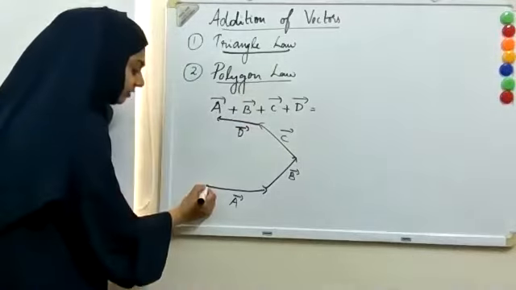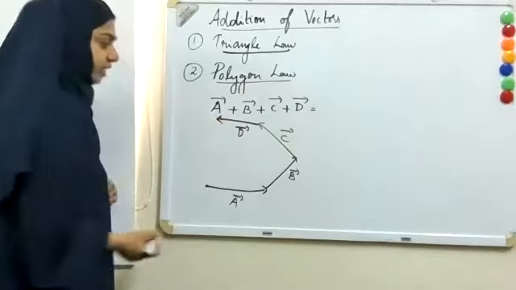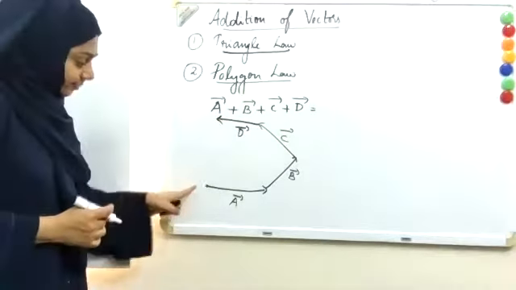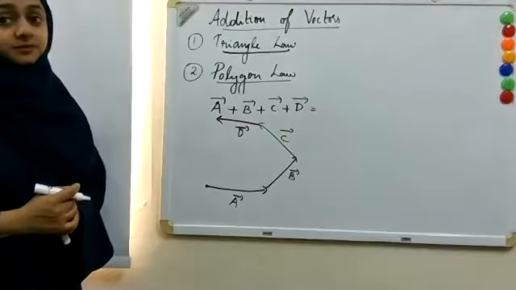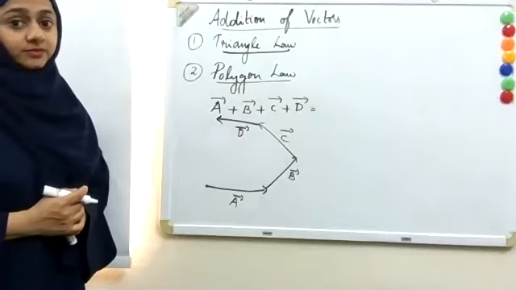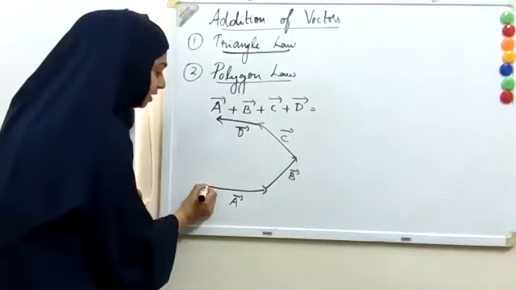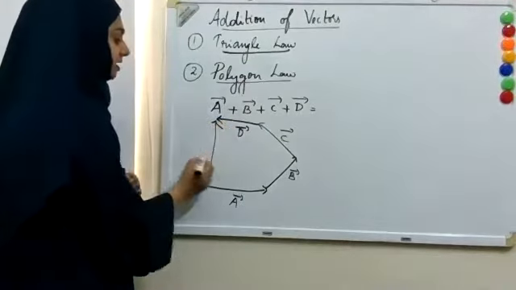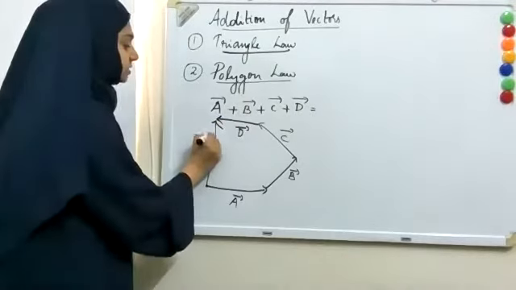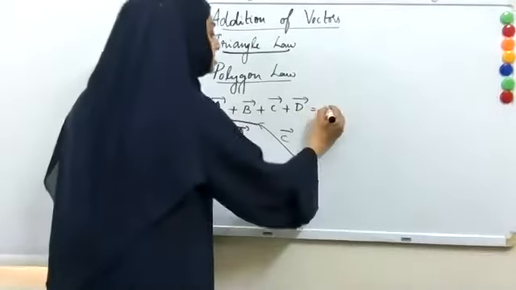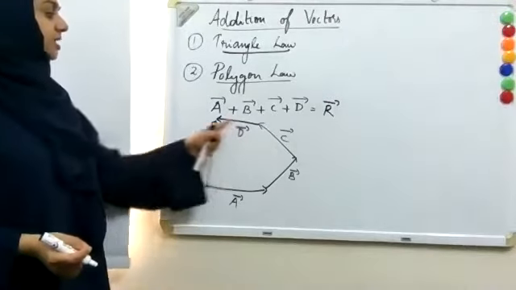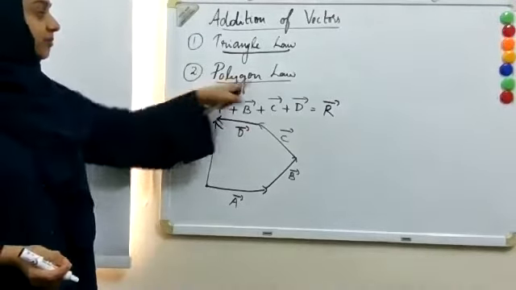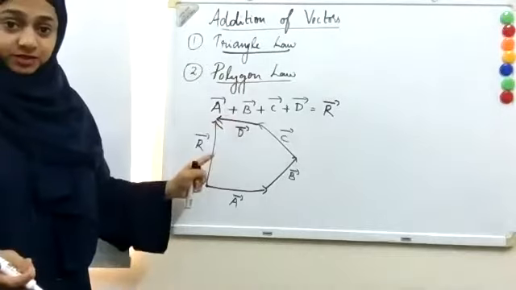So we are going in order, see, going in order. So can I end from where to where? From A to D or from D to A? A to D. Yes, you have to end it in the reverse direction. So this will be the resultant of all vectors. So this is vector R. Now this looks like a polygon, hence the name Polygon Law of Addition of Vectors.